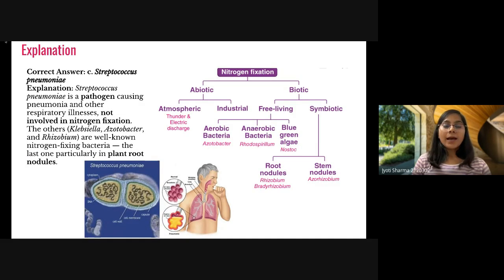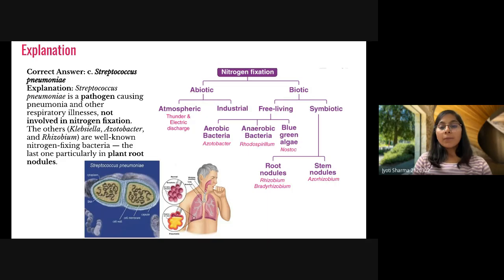So just see here, there is a classification of these nitrogen fixing bacteria. Nitrogen fixation can be done by microorganisms and by some other factors. If nitrogen is being fixed by an abiotic factor or non-living thing, then this will come under abiotic. For example, whenever there is a thunderstorm or any electric discharge, that can also fix the nitrogen. So this will come under the abiotic. And even by some artificial chemical reaction, you can fix the nitrogen.